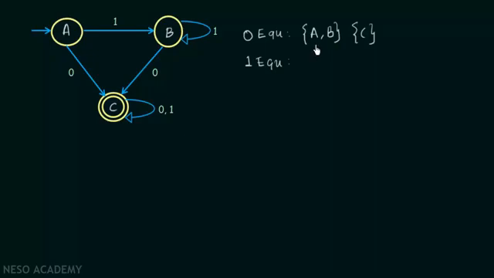So first let's check for input 0. Where does A go on getting input 0 and where does B go on getting input 0? A on input 0 goes to C, B on input 0 also goes to C. So they are going to the same state. So that is fine. Now let us see where do they go on getting input 1. A on input 1 goes to B, B on input 1 also goes to B. That means they are again going to the same state, which is B. So we saw that on both input 0s and 1s, they are going to the same states.